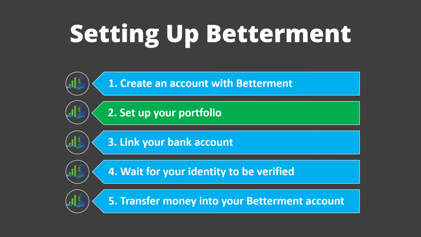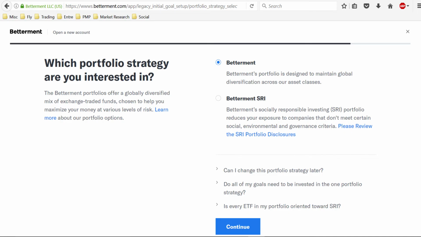And then that moves us on to step 2, which is to then set up your portfolio. But don't worry, it's super simple, and you don't really have to know anything about investments. So this is how simple it is. Betterment essentially only has 2 offerings. Their regular portfolio, and then one that excludes certain kinds of companies that don't fit into their socially responsible portfolio. Just keep it simple, just do the regular one and continue.